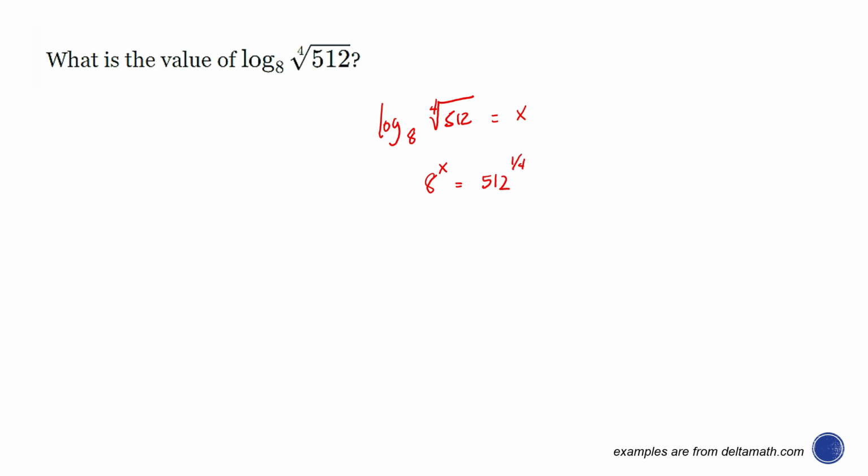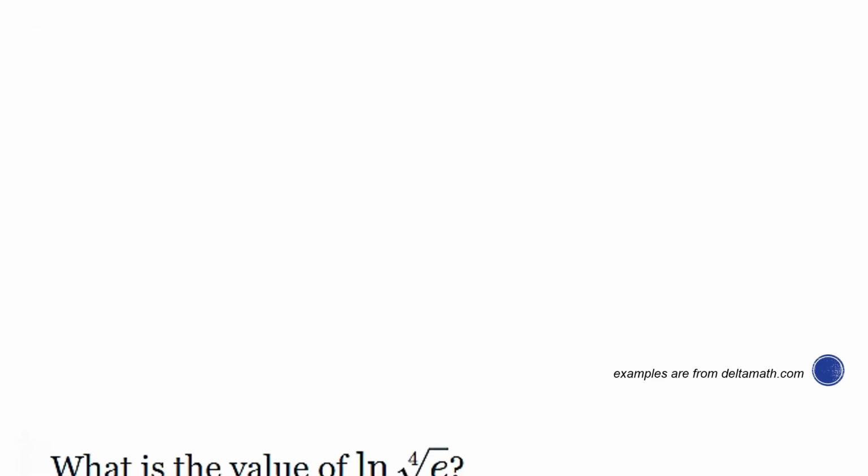And of course, the next thing that we will do here is to express 512 as a base of 8. All right, and that equals what? That is right. 512 is the same as 8 raised to 3. And what are we going to do with that 1/4? Well, we will multiply that 1/4 to the exponent of 8 raised to 3. So now we have the same base. That means our x is 3 over 4. All right, let's go to the next one.